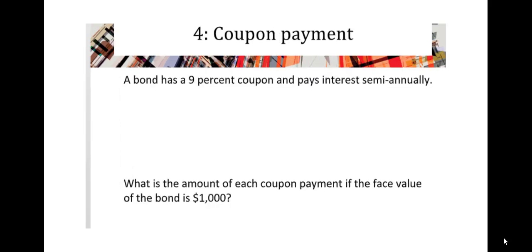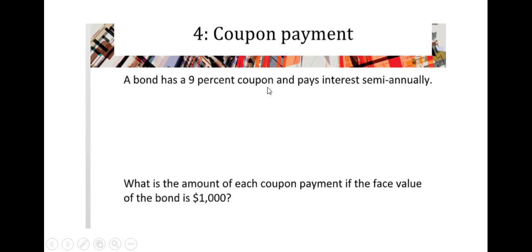The coupon rate is a percentage a bond issuer agrees to pay as interest each year. This percentage is expressed as a percentage of the bond's par or face value. The face value of a bond is assumed to be $1,000 unless stated otherwise. So here the 9% is the coupon interest rate, and it is paid semi-annually. And the face value of the bond is $1,000.